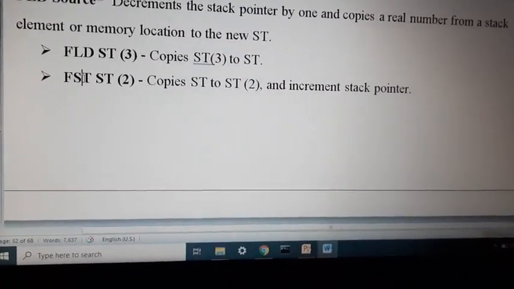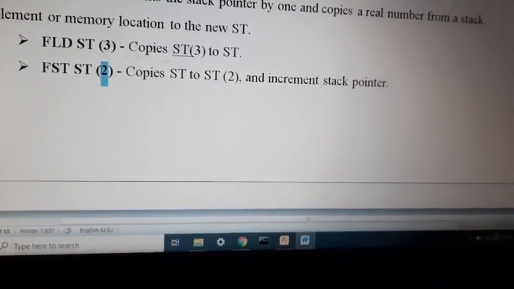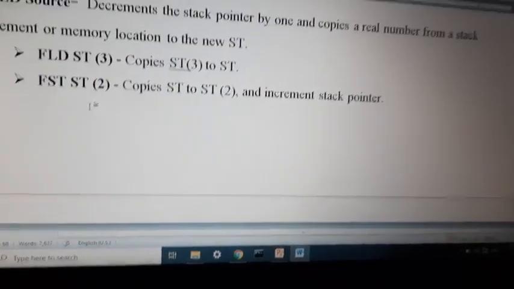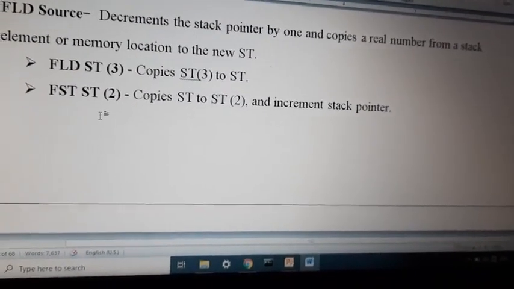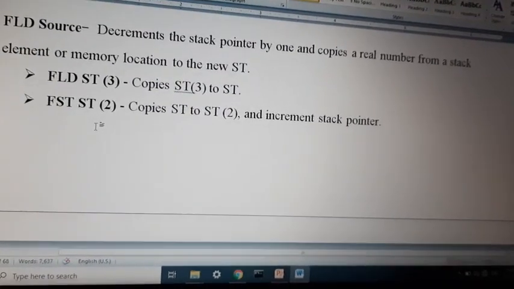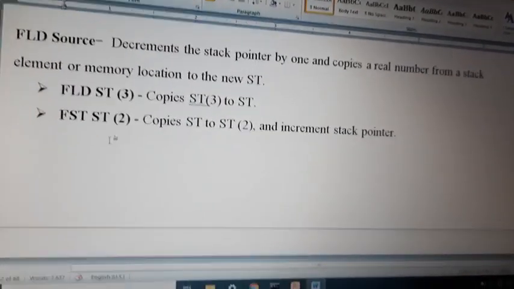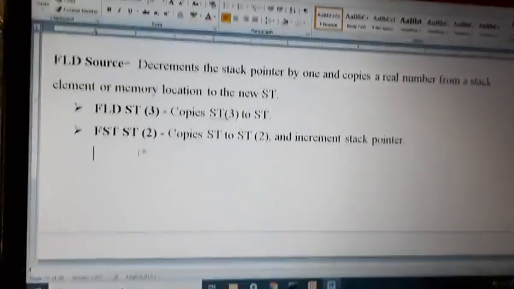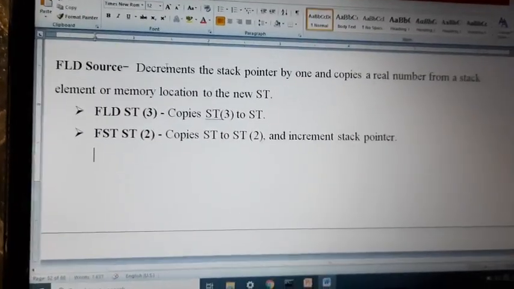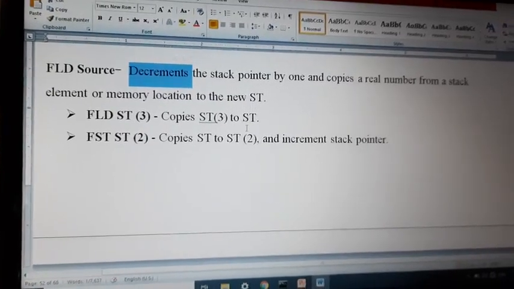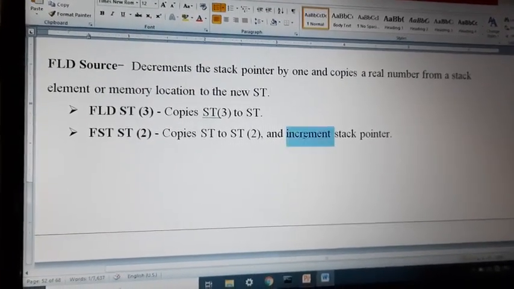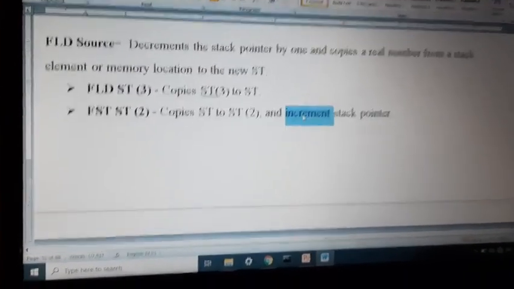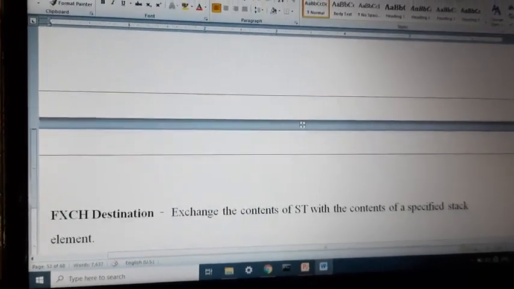Same FST operation is there. Now here this ST of 2 is considered as a destination. So we have to copy the top of stack and then copy it to the ST of 2 that is provided into the destination and increment the stack pointer. For the load operation, we are decrementing the stack pointer. For the store operation, we are incrementing the stack pointer.